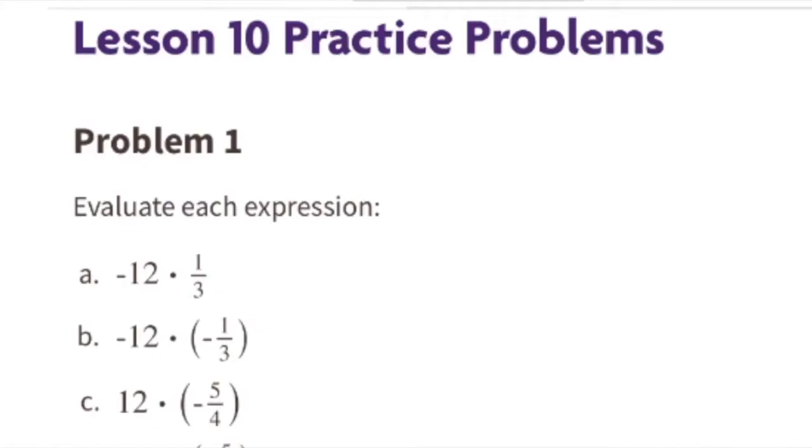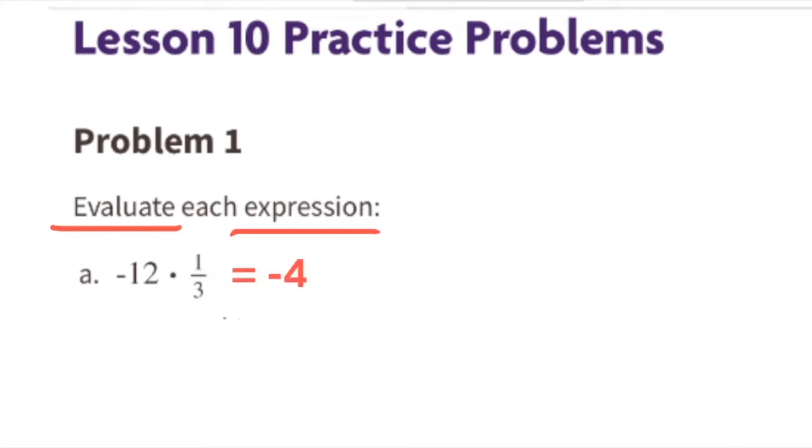Seventh grade Open Up Resources, Illustrative Mathematics, Unit 5, Lesson 10, Multiply. Problem number 1. Evaluate each expression. A. -12 times 1/3. That's the same as 1/3 of -12, or -12 divided by 3. The value of this expression is -4.